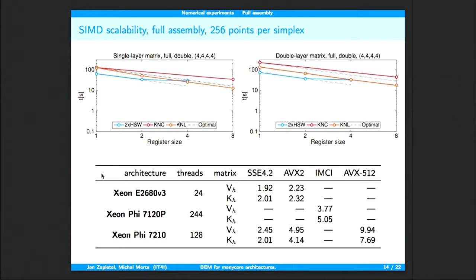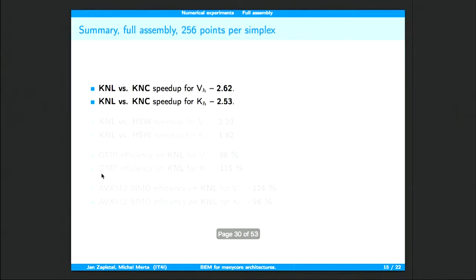But what is important is that, contrary to Haswell, it already helps if you switch from SSE 4.2 to AVX2. And AVX 512 is very nice. If I use only 81 points, I don't get this. I get like, I don't know, 6, 7 or something. So this is reasonable, but this is what I don't think I understand.